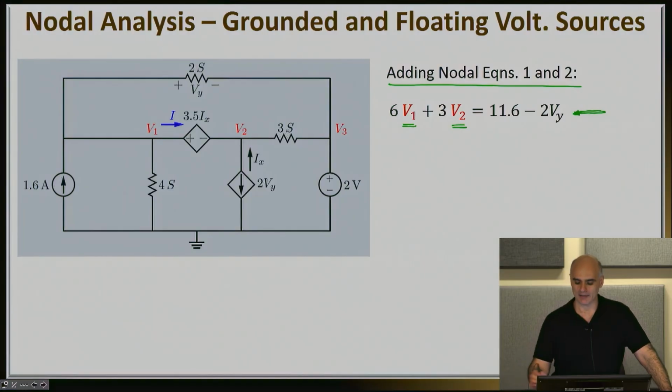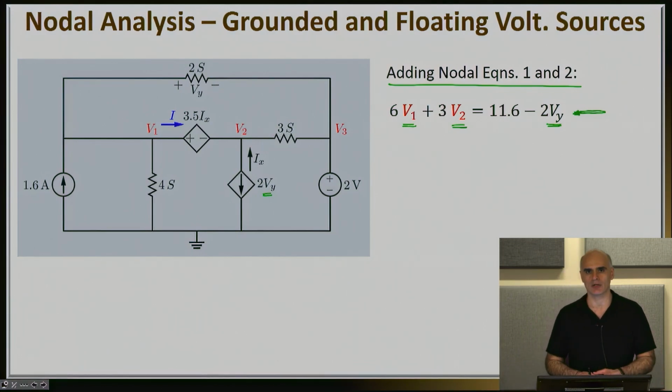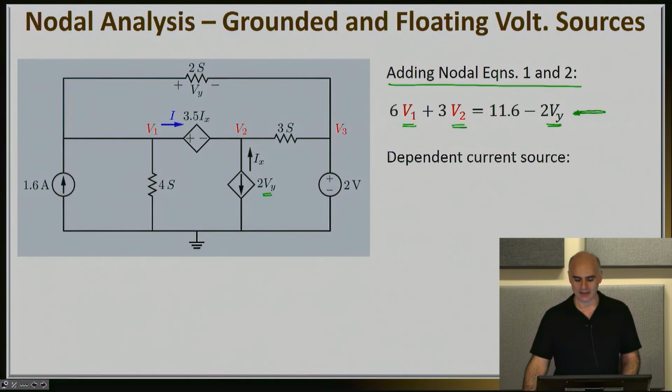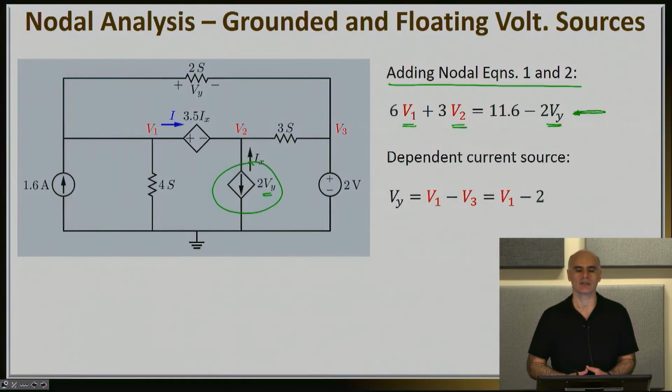The second problem I have is that I have this Vy. So this Vy is the controlling variable for that source. It came into the picture because this was a controlled current source. So I have to find a way to express that. So let's tackle one problem at a time. The first thing is, let's deal with the dependent current source, meaning let's deal with this Vy right here. It's very straightforward to deal with this controlling variable, Vy, because all you have to do is inspect the circuit, find out exactly what Vy is.